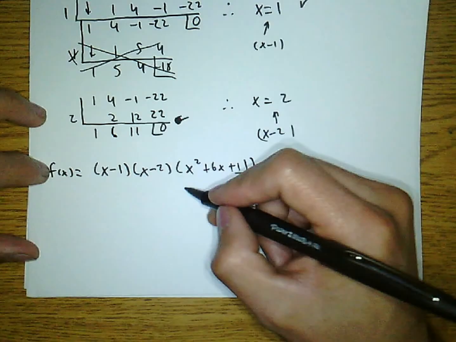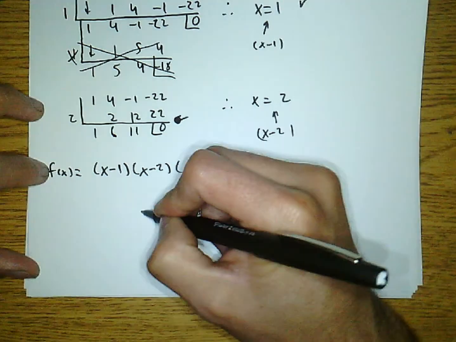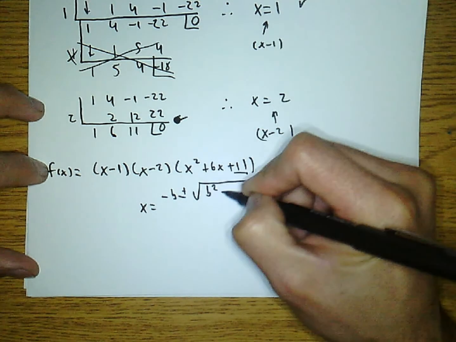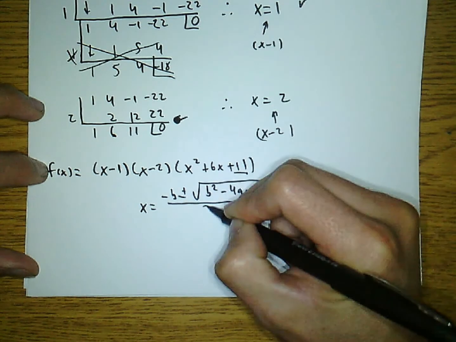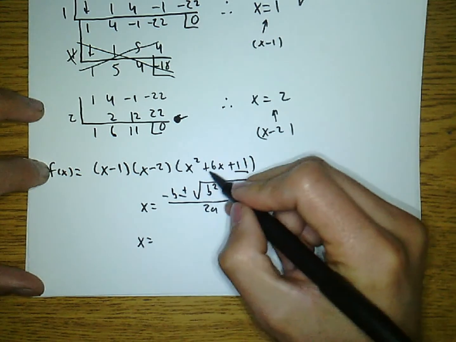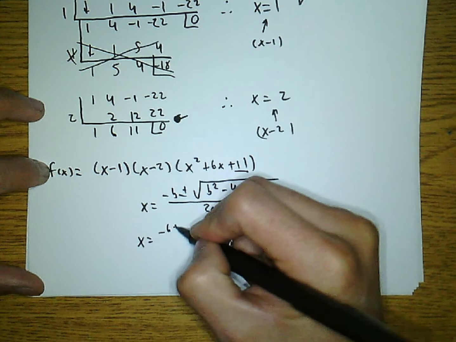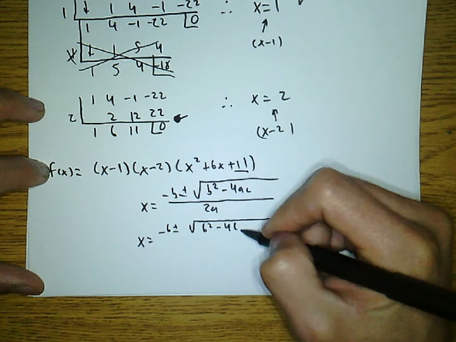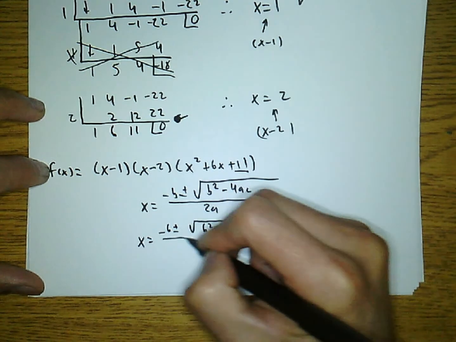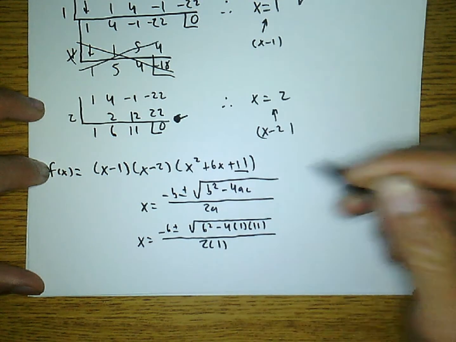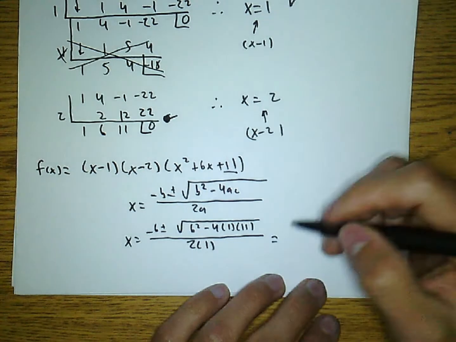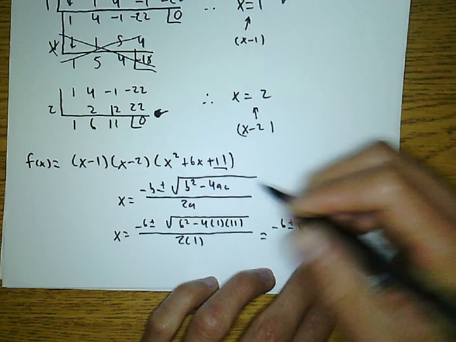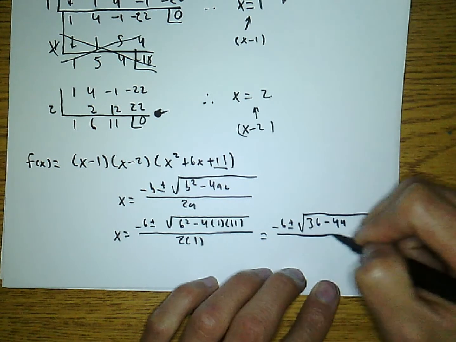Okay, so let's say you want to do quadratic formula. So x is equal to negative b plus or minus the square root of b squared minus 4ac all over 2a. So in this case, b is going to be 6, so that's going to be negative 6 plus or minus the square root of 6 squared minus 4 times a, which is 1, times c, which is 11, all over 2 times a, which in this case is a 1. So I'm going to go ahead and continue. So that gives me negative 6 plus or minus the square root of 36 minus 44 all over 2.